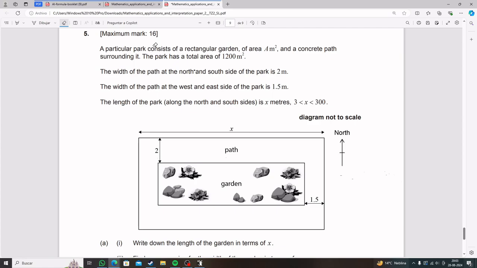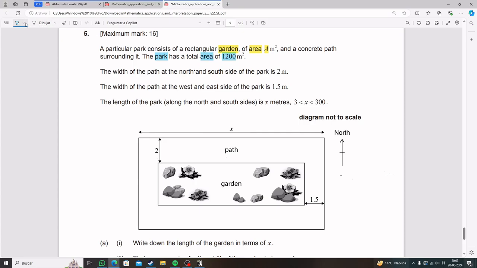Note that for number 5, a particular park consists of a rectangular garden of area A and the concrete path surrounding it. So this A right here is going to be for the area of the garden. So area A for a garden. And they also tell us that we have a concrete path surrounding it. The park, which I'm going to be putting in blue, has a total area of 1,200.